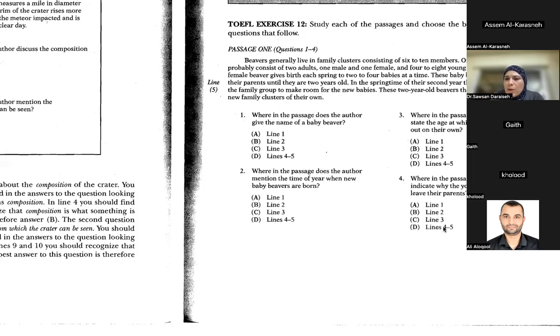So you said what again? Where in the passage does the author indicate why the young beavers must leave? The answer is in lines 4 and 5. It's going to be for the new babies. This is the reason, guys, not because they want to make families. This is the first reason why they need to leave. We're going to say 4 and 5, because they have decided that, or let's call it 5. It is 4 to 5, but it's line 5 in actuality.